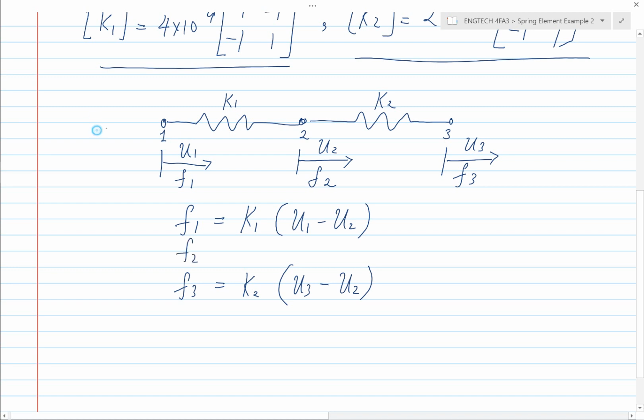F2 is kind of tricky here. It's dealing with two movements. Let's do it one at a time. K1, and it's causing all the movement of U2 minus U1, plus the second portion, which is K2 times U2 minus U3.